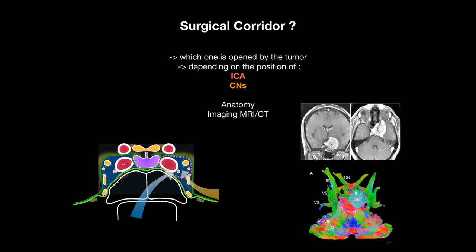And you can do that if you know the anatomy, but also if you use the imaging, the MRI, the CT scan, and recently some technology for such tumors in parasellar areas. And there are some very important, very useful tools you can use to precisely depict the trajectory of the coronaries and ICA, and then to choose the best corridor to reach a parasellar tumor.